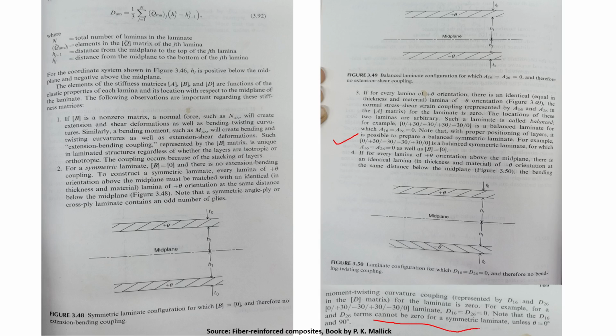D16 and D26 cannot be 0 for all symmetric laminates unless theta is equal to 90 or 0. For 90 and 0, there is another type of laminate known as cross-ply laminates. Cross-ply laminates are those in which the laminas are stacked as 0/90, 0/90, like that. If it is a cross-ply, then again D16 and D26 will be 0. Otherwise, if it is a symmetric laminate, then they won't be 0.